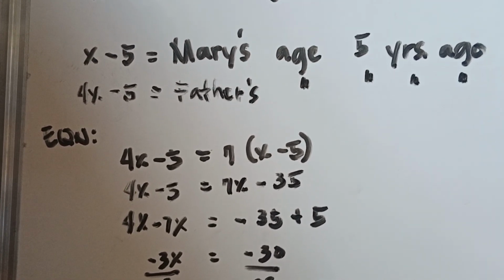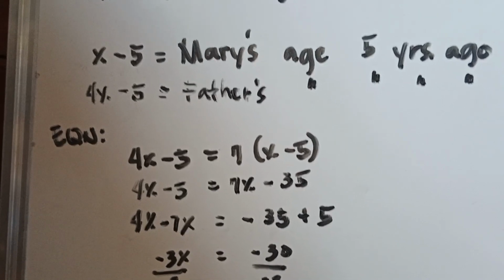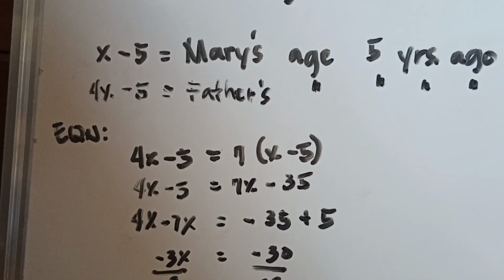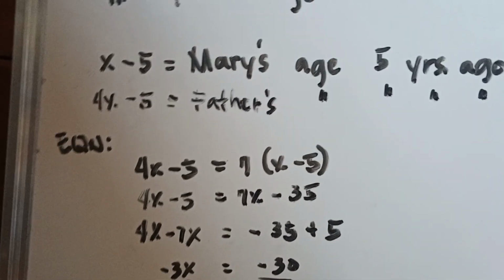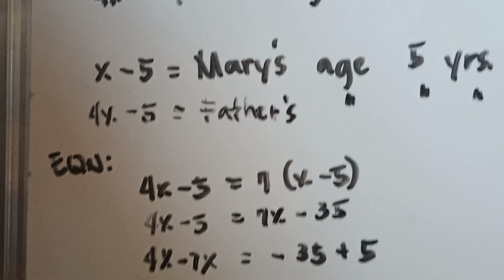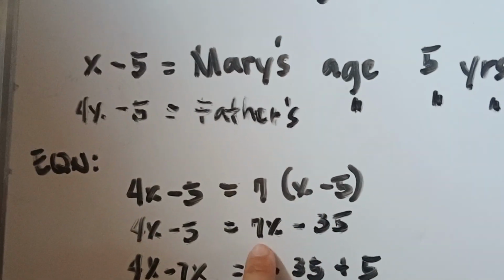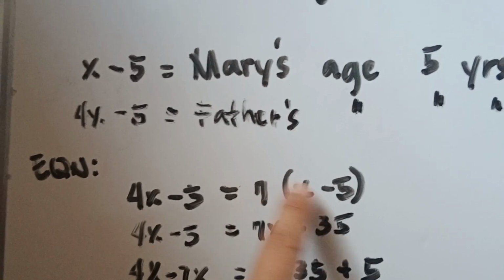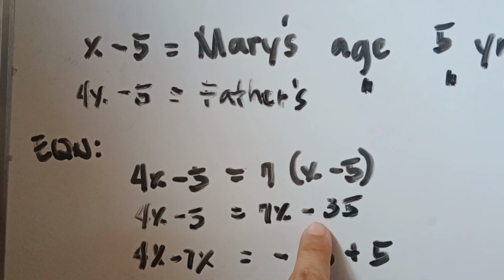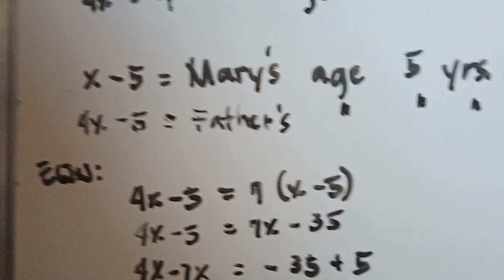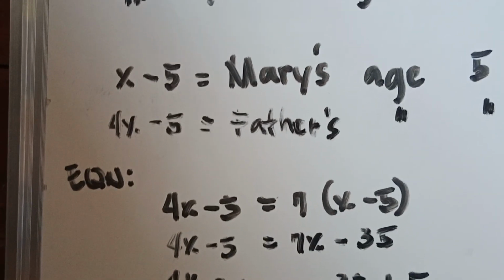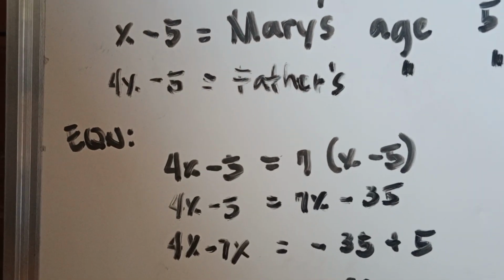Then what will happen next? We will just copy 4x minus 5 and then distribute 7 to the binomial inside the parentheses. So 7 times x will be 7x. And then 7 times negative 5 will give you negative 35.